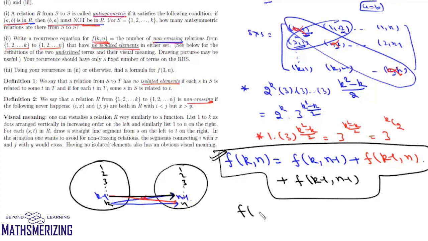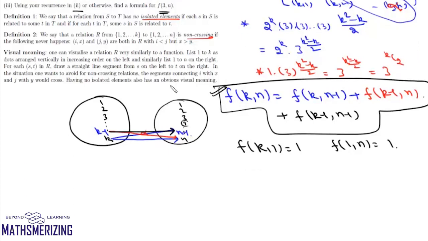Here we can also say that Fk1, so here we have only one element, so this element must be mapped to all the elements. So Fk1 will be 1, and also F1n will also be 1. Now this third part is using your recurrence in second, or otherwise, find a formula for F3n.